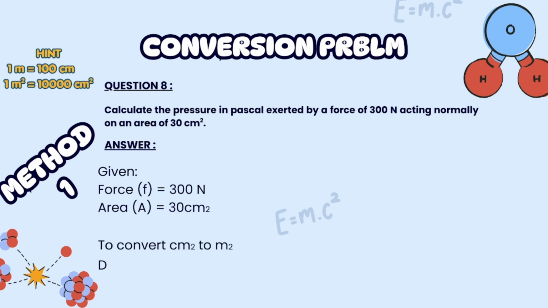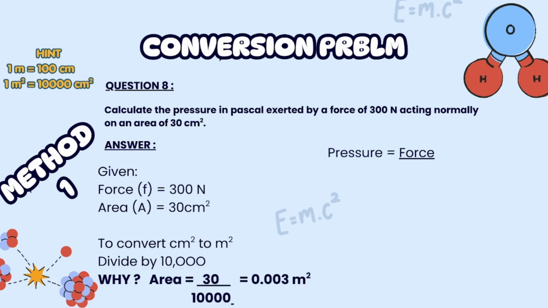Force equal to 300 Newton, area equal to 30 centimeter square. With this we have to convert to meter square, because meter square is the SI unit. Okay, to convert, what we have to do? Divide by 10,000. Why are we dividing? Why is it 10,000? Find out from my previous video. Still, if you have not watched and you are continuing, please continue. So, after dividing, what happens? Area is equal to 30 divided by 10,000, which is nothing but 0.003 square meter.